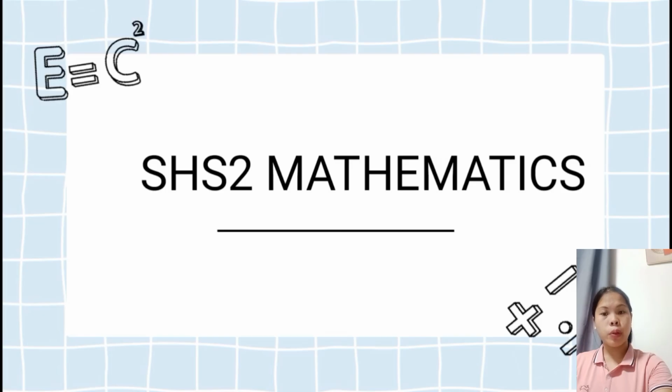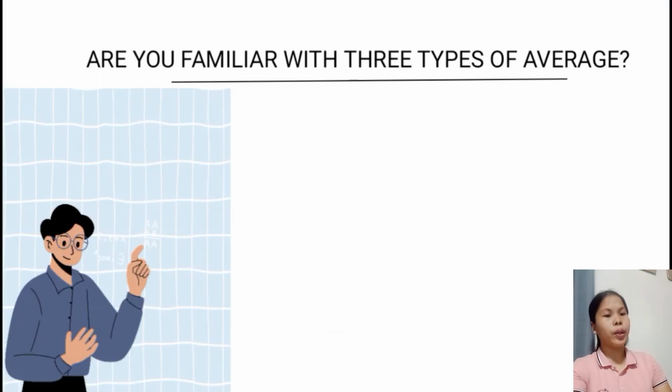Today, we're going to proceed with Chapter 2, which is all about measures of central tendency. We are going to learn the three measures of central tendency that are commonly used to describe the average value of a set of data. These are the mode, mean, and median.